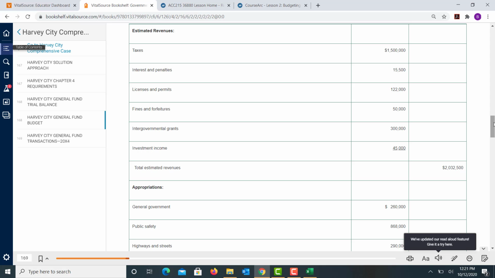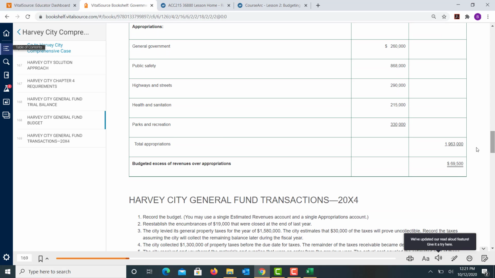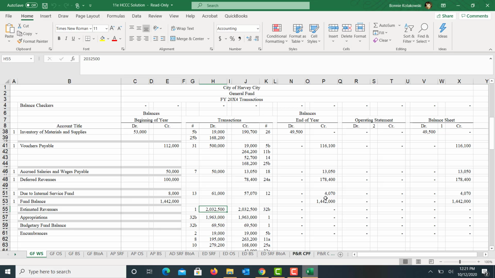So then you can see appropriations, total here, 1,963,000. So you can see here, 1,963,000. So this is like making a journal entry on this report. So you're gonna have your debits and your credits, and you're just gonna find the accounts that you need to debit and credit.